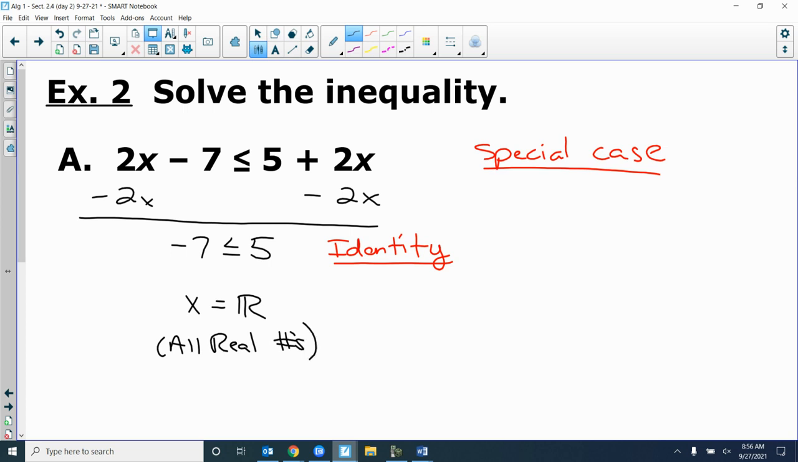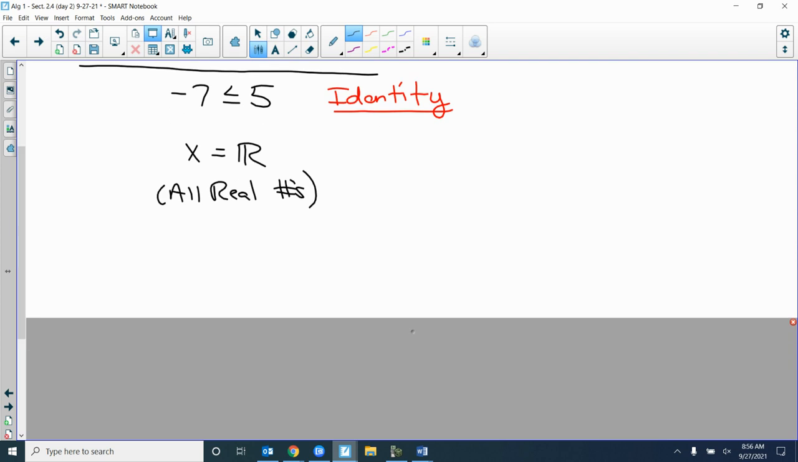Okay, it can be anything. Don't say less than R or greater than R. That makes no sense mathematically. So this is the case. It's an identity. Now the identity is not the answer. Remember I said that. You don't just put identity down and move on. That's a description.